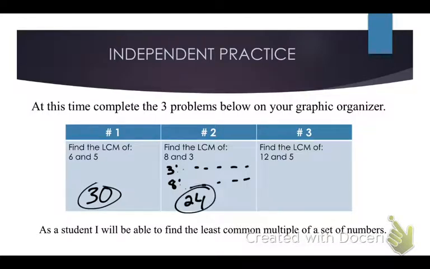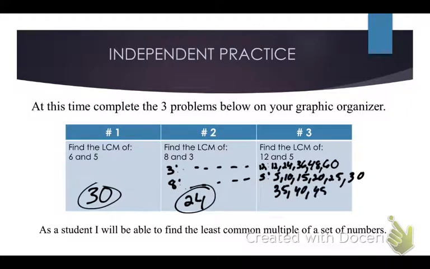Okay, another easy one. 5 and 12. Okay, this one we're going to also do. Okay, 12 and 5. We'll go ahead and list them. 12, 24, 36, 48, and 60. Next one here, we have 5, 10, 15, 20, 25. We're not anywhere, no. 30, 35, 40, 45, 50, 55, and finally 60. 60 is the common multiple, so your answer should be 60.